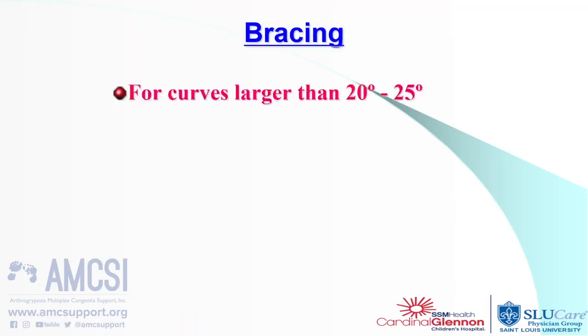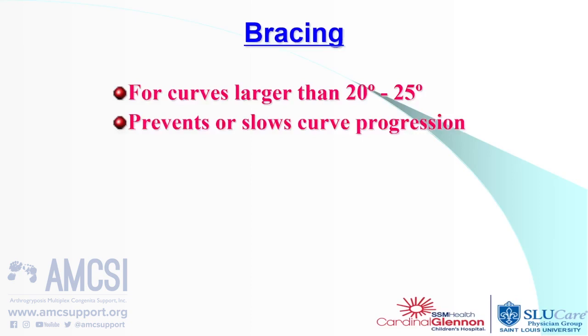So what about bracing? Well, bracing is for curves that are bigger than 20 or 25 degrees in a child that's not really appropriate for casting. And usually what I mean by that is that they're old enough that casting is not something we want to do. Now, the difference between casting and bracing is that a brace can't make a curve smaller, whereas in some cases a cast can make the curve smaller.